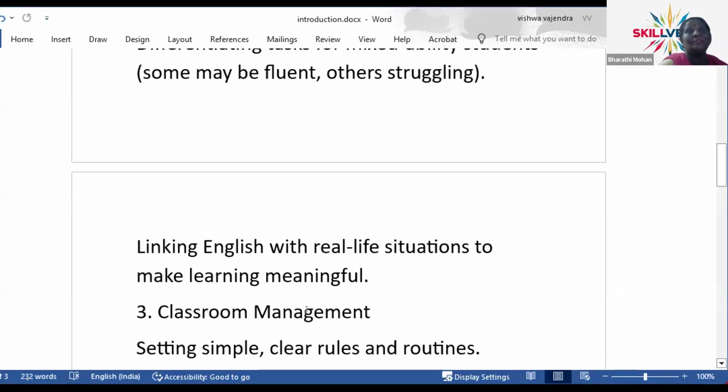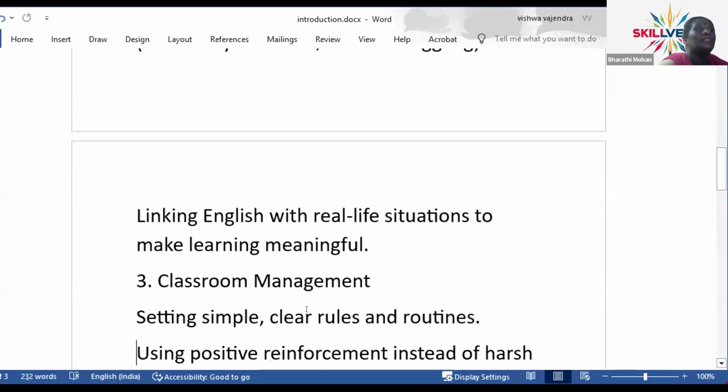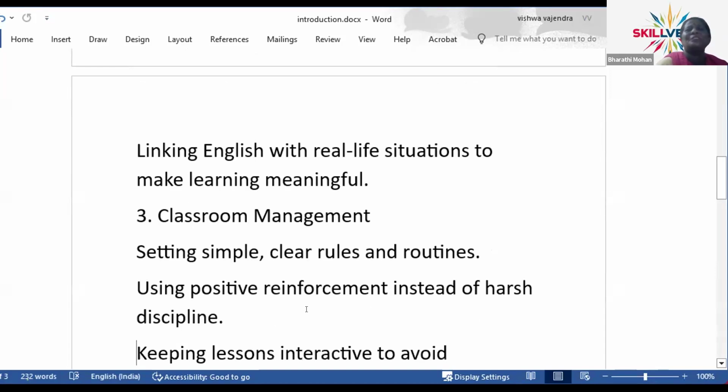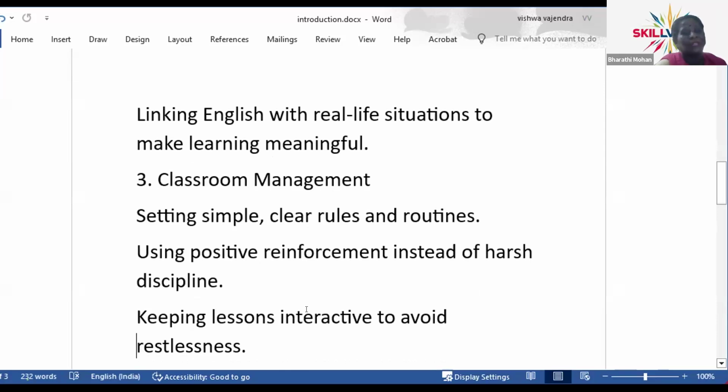Because once you tell them you have to speak only in English, the talking would be reduced, and similarly, you'll have class control. So when you have this contract, you will have positive reinforcement, and you need not be very harsh in maintaining discipline. And then again, when you are taking up a lesson, you have to be very interactive to avoid restlessness, because what is the concentration span, or how many minutes can a child of maybe pre-primary or primary concentrate?